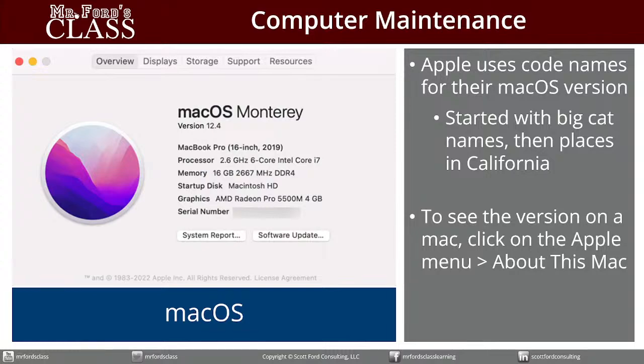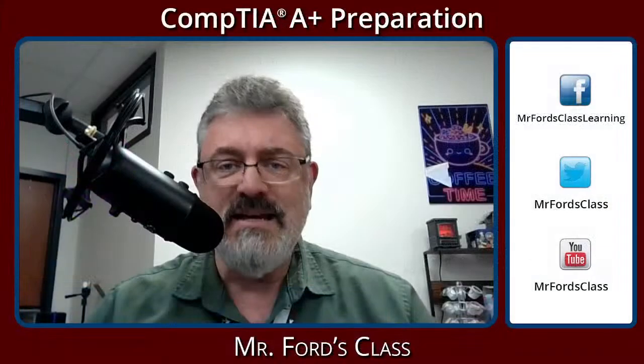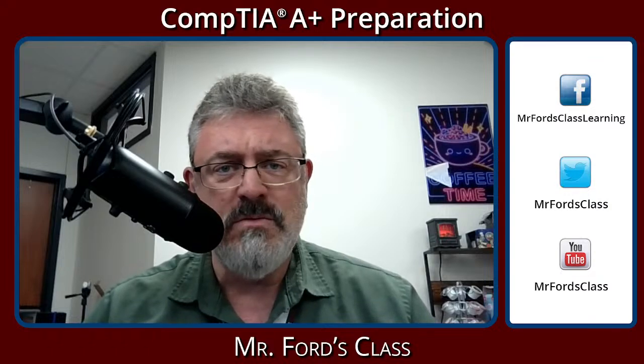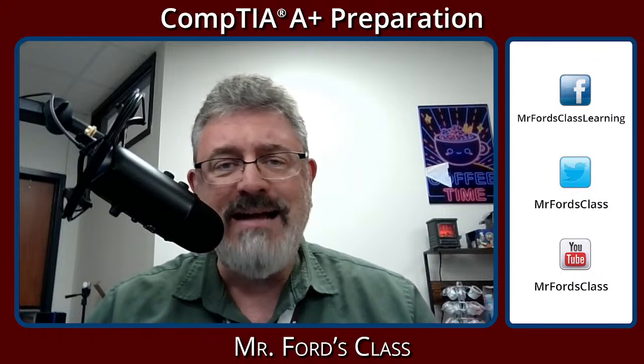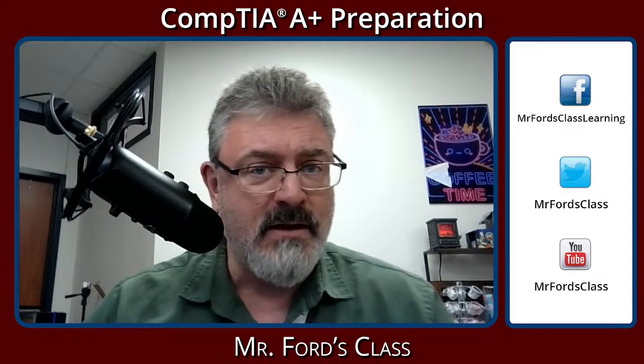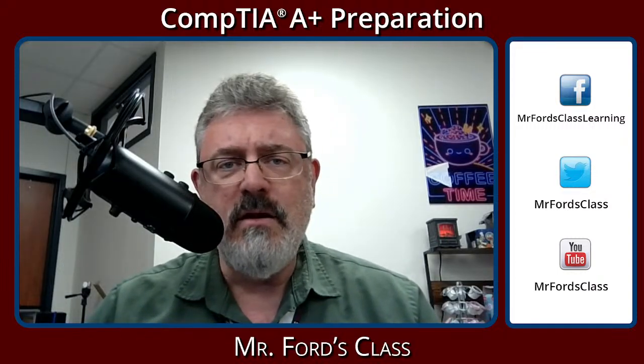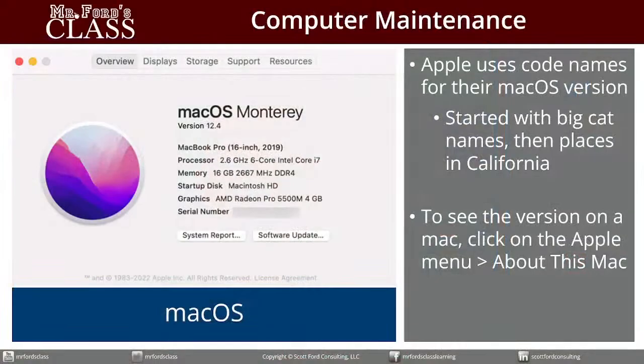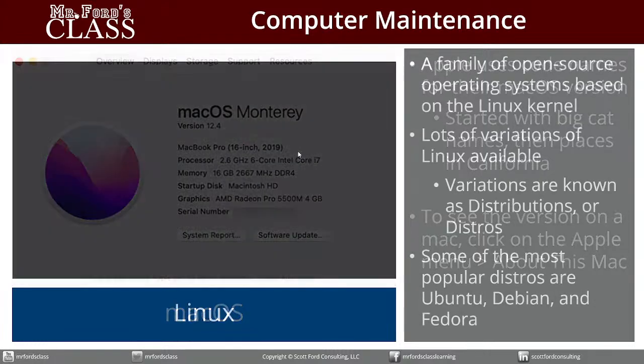Apple uses code names for their Mac OS versions. I will say that this has shown up on exams before in the past, both the ITF Plus as well as the A Plus exam. So know kind of what they name them after. So originally it began with big cats, so lions, tigers, not bears. Then they ran out of cats, and so now they name them after places in California. To see the version of what you're running on your Mac, just click on the Apple menu on the top left and click on About This Mac.